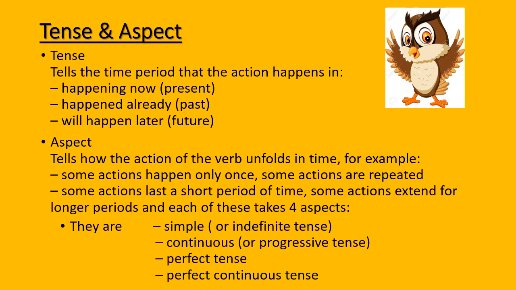The aspect of these tenses tells how the action of the verb unfolds in time. For example, some actions happen only once, some actions are repeated, and some actions last a short period of time. Some actions extend for longer periods, and each of these take four aspects. They are simple or indefinite tense, continuous or progressive tense, perfect tense, and perfect continuous tense.